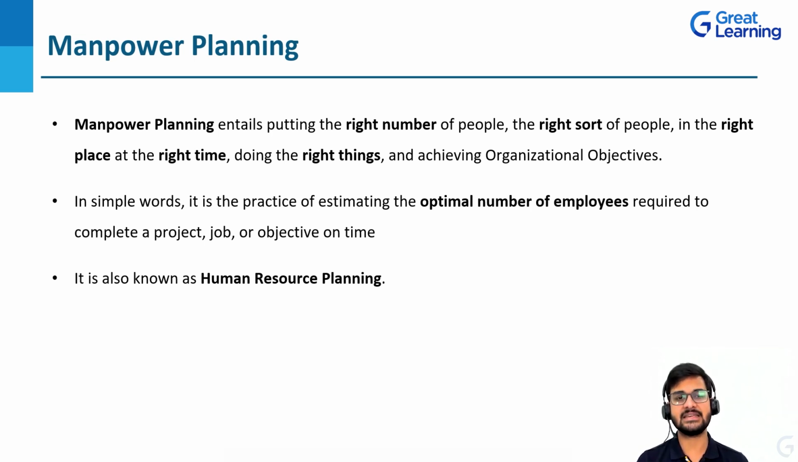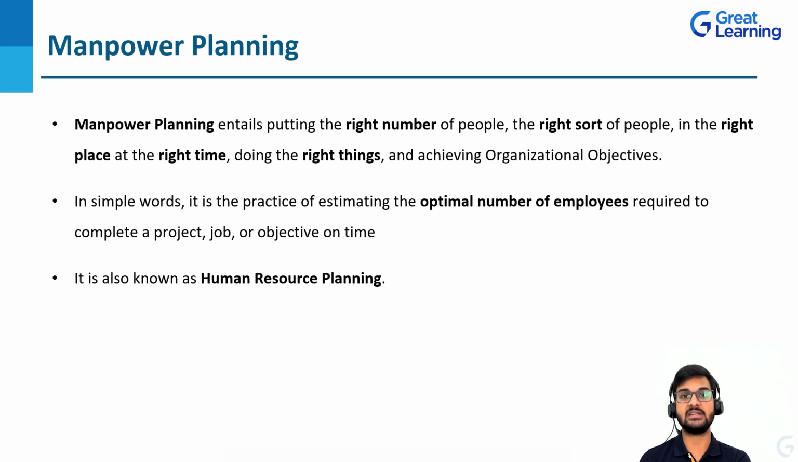In simple words, you can say that manpower planning is the practice of estimating the optimal number of employees required to complete a project, job, or objective on time. It is also known as human resource planning. Let me explain this with the help of a very simple example. Let's say we have a new project in an organization. Being an HR, I need to see how many people are actually required for that particular job role, for that particular project. If there is a project, there will be a goal as well. There will be an objective that we need to meet.